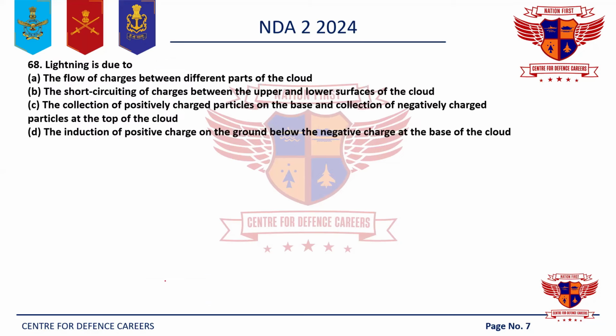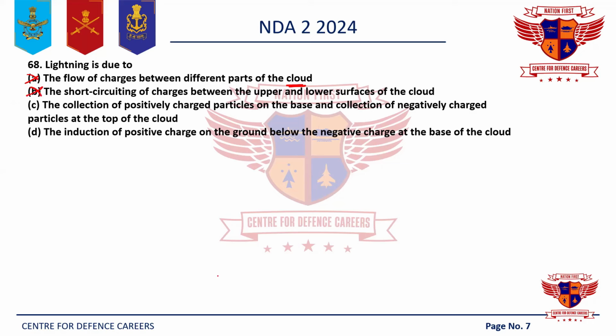Moving on to the next question. We have: lightning is due to the flow of charges between different parts of the cloud. Now, generally, lightning occurs when there is flow of charges between different parts of different clouds. Here they have mentioned the same cloud. They have not mentioned different clouds, so we have to assume it is inside the same cloud. So this option is eliminated because lightning generally occurs between two different clouds, not in the same cloud. Okay, the short circuit of charges between the upper and lower surface of the cloud. Again, this does not happen.